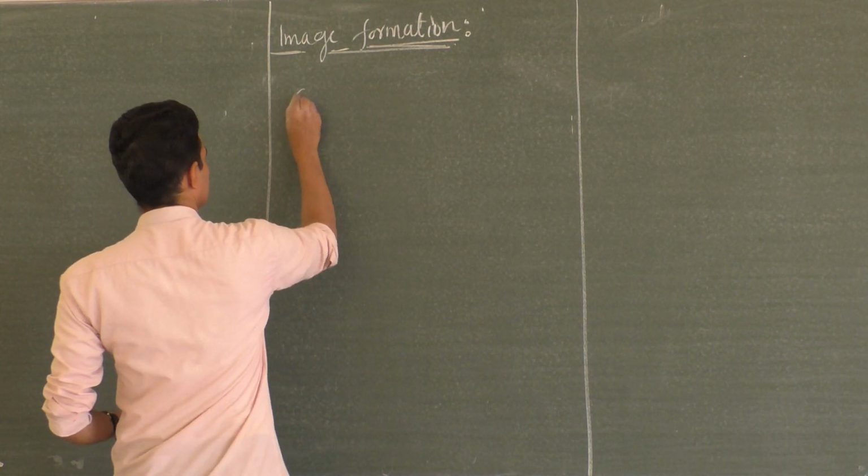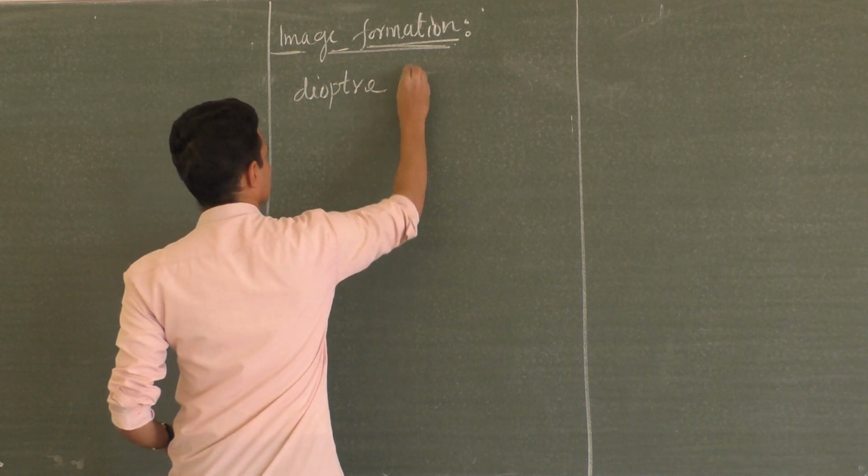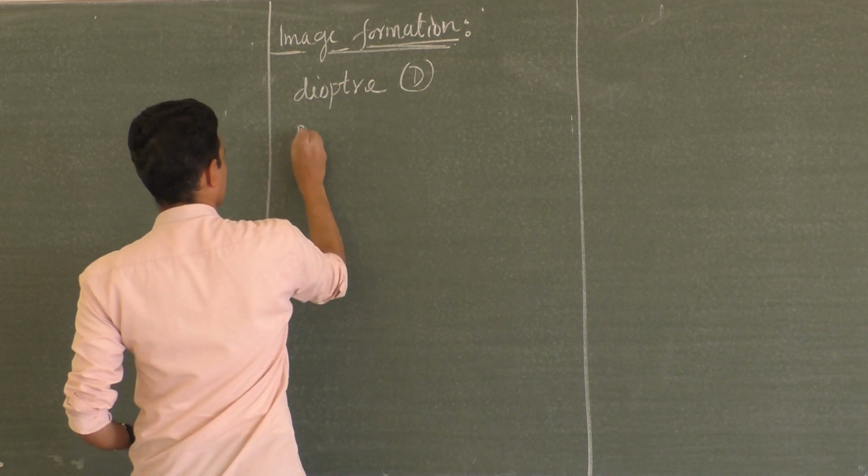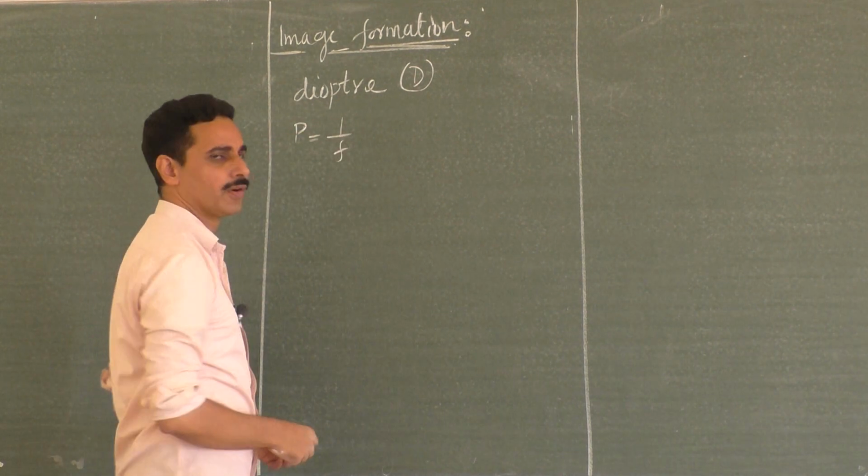The SI unit of power is the diopter, right? When you write the full word diopter, you should use small letters, and the symbol is a capital D. So power is 1 by F. Power is defined as the reciprocal of focal length.